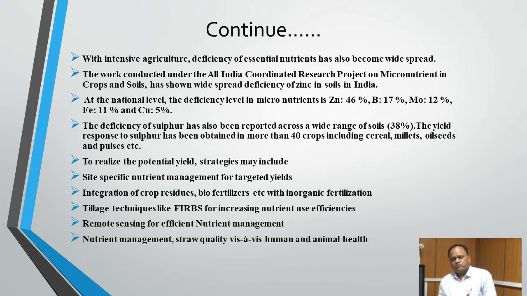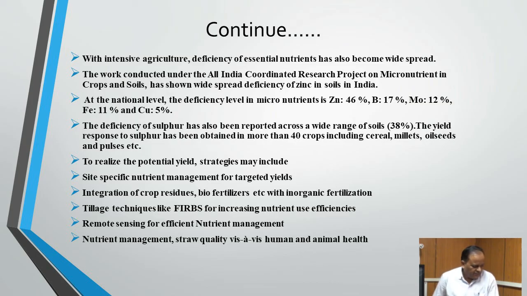So at least we should add 30% nitrogen from an organic source, and that source may be biofertilizer, farmyard manure, crop residue, or vermicompost. So we must integrate the nutrient management in wheat, inorganic as well as organic source. 30% from the organic source and the rest 70% from the inorganic source, so that the soil health will be maintained.